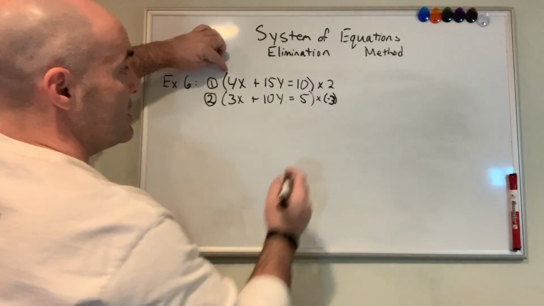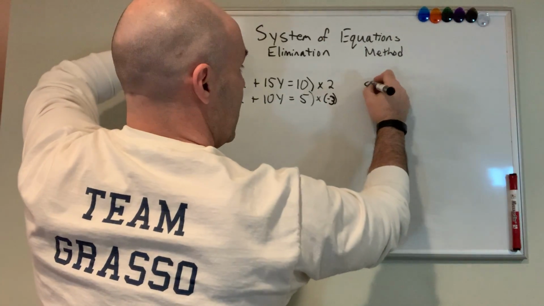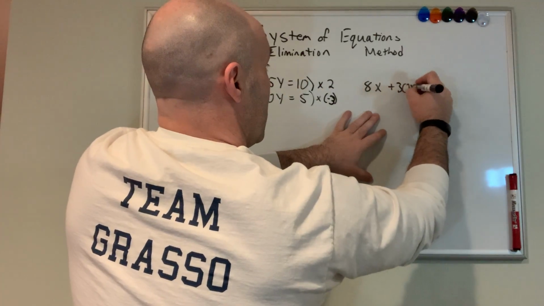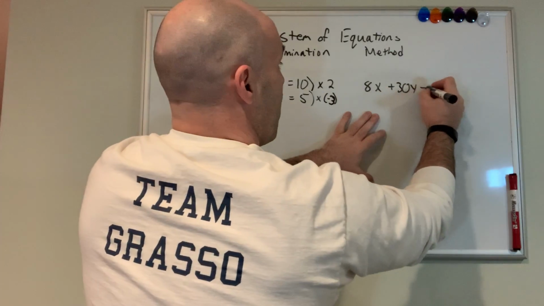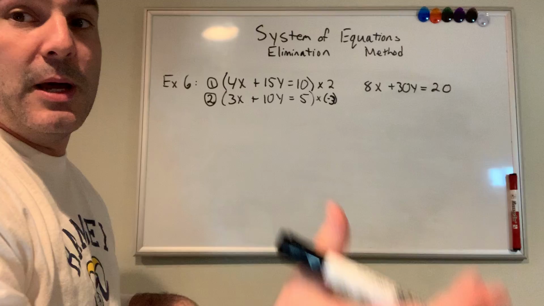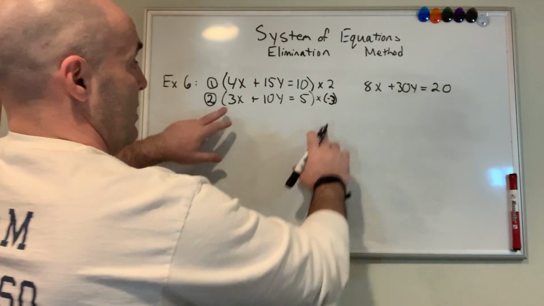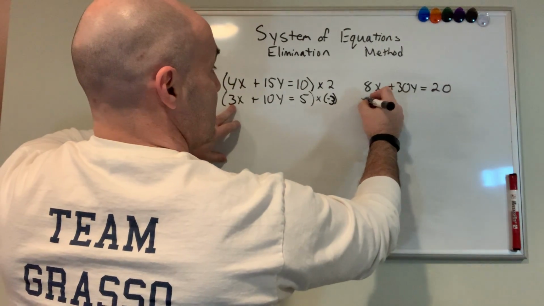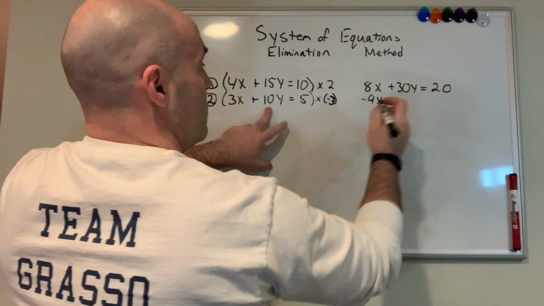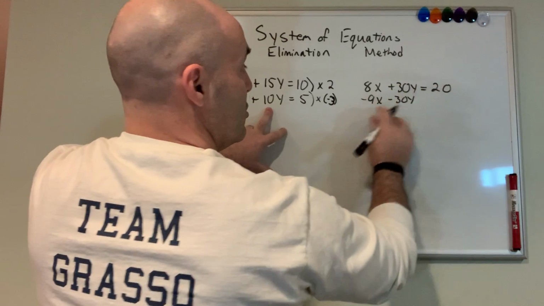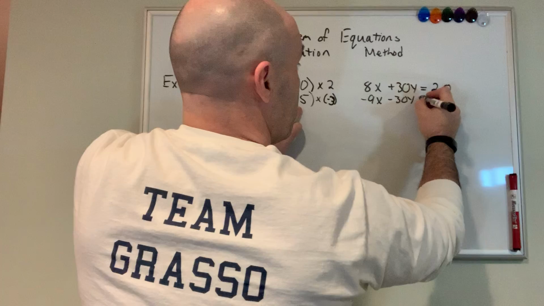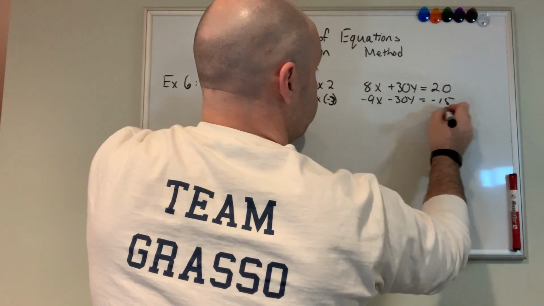So the top equation is going to become 2 times 4x, 8x, 2 times 15y, 30y, and 2 times 10 is 20. So everything in the equation has to be multiplied by the multiple on the outside. Now, negative 3 times 3x is negative 9x. Negative 3 times 10y is negative 30y. So you see the y's are going to cancel now. And then negative 3 times 5 is negative 15.